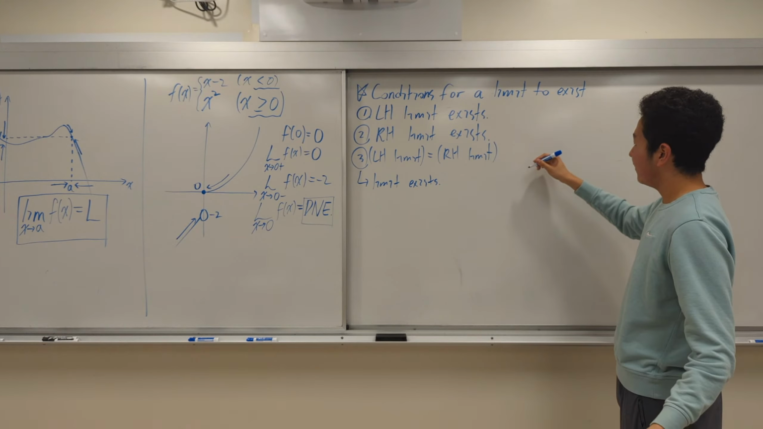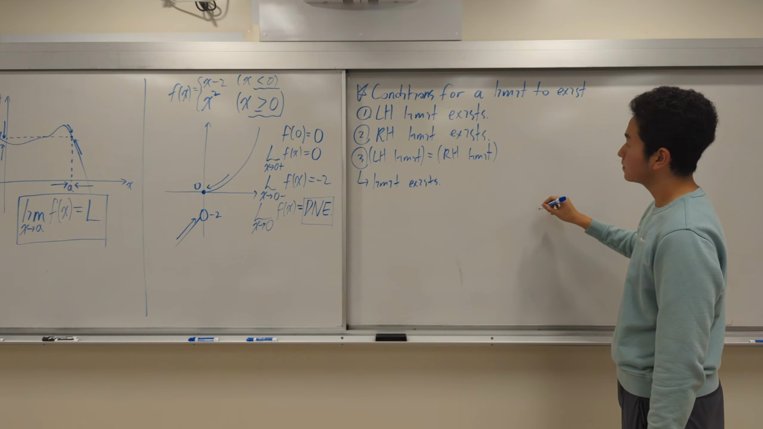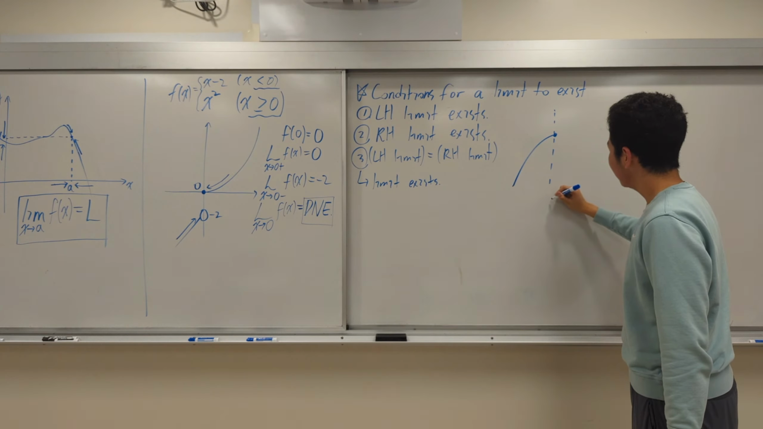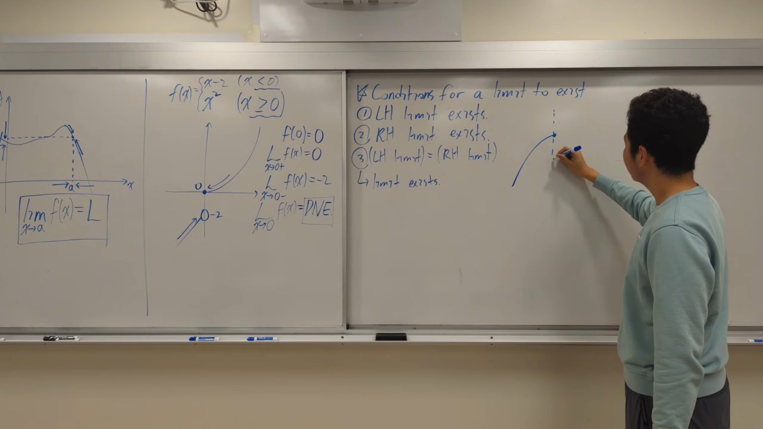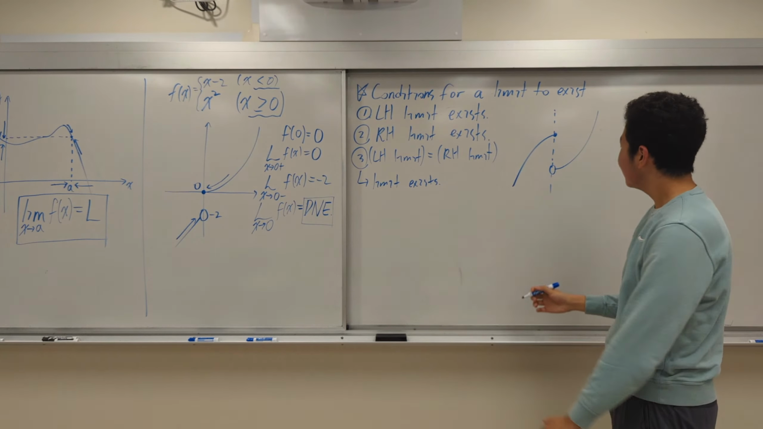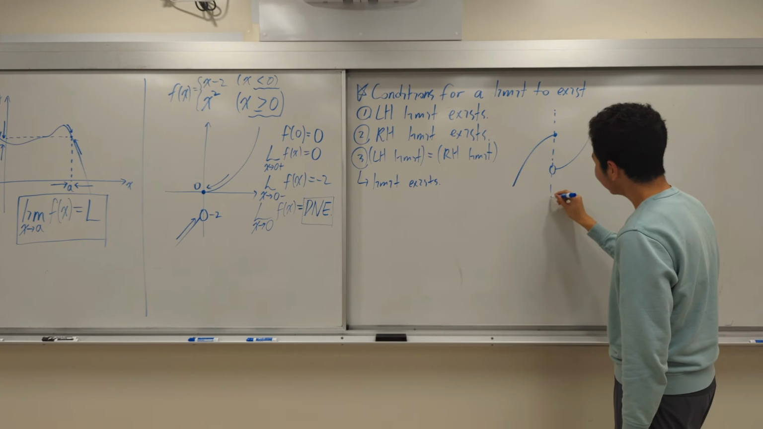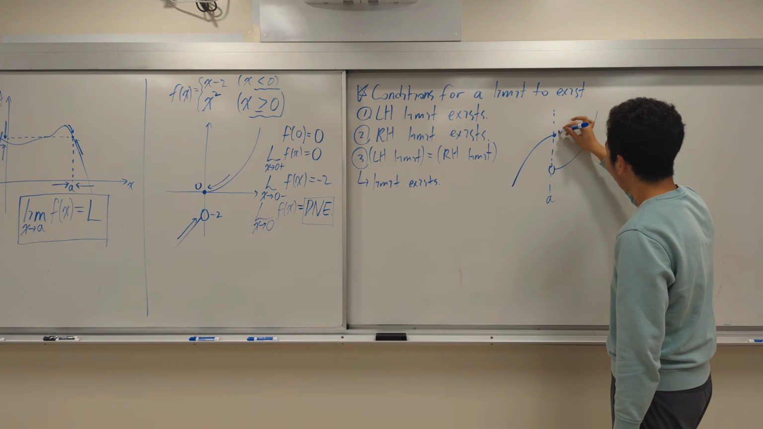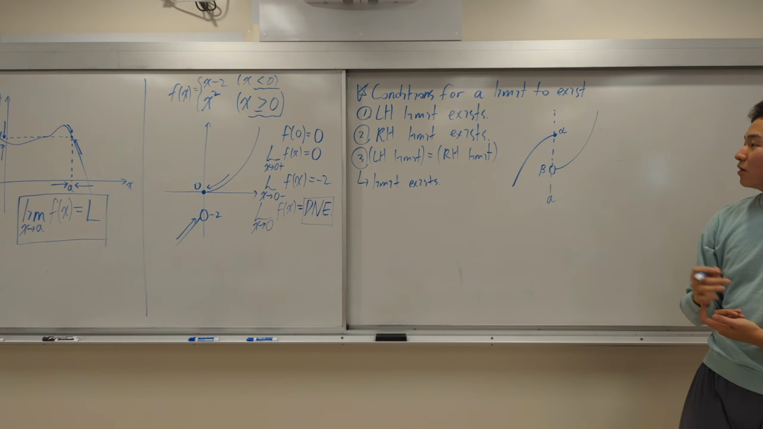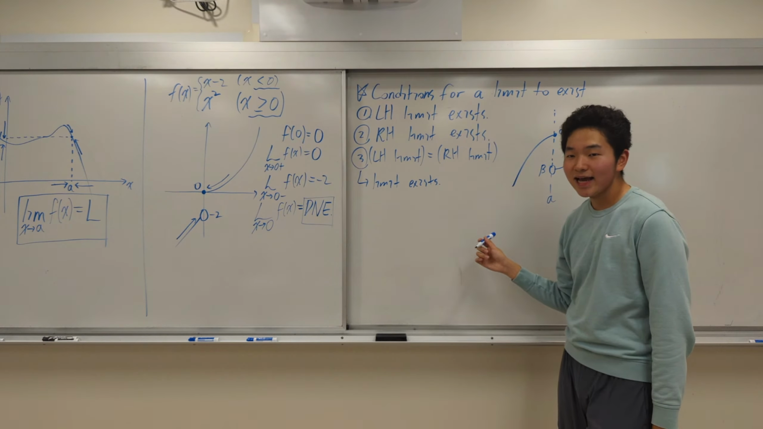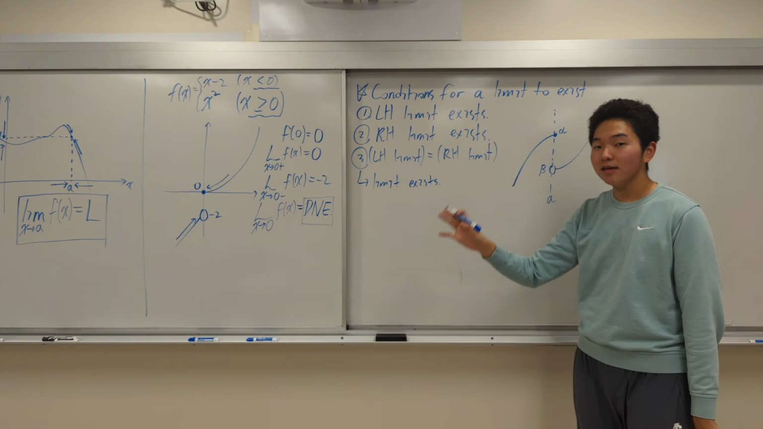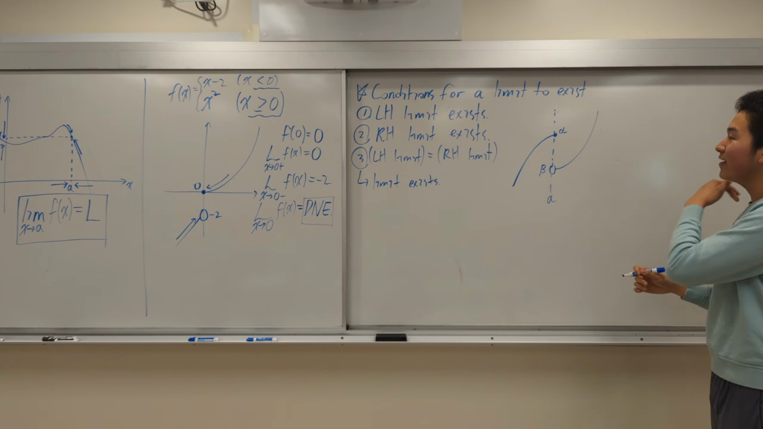So let's take a look at a couple of scenarios here. Let's say that I have a function that goes like that, and then at this x coordinate, it jumps. Like that. So let's say that this is x equals a, and this value is alpha, and this value is beta, okay? Question, does the limit exist at x equals a? How would you answer that? We have to look at 3 things, right? The left-hand limit, the right-hand limit, and if they equal each other.